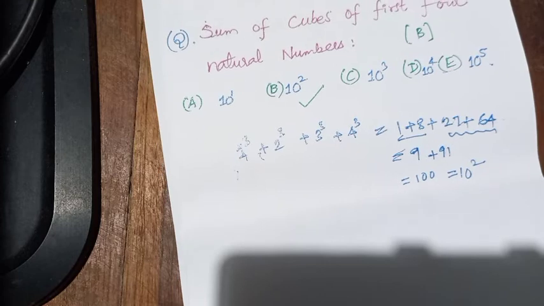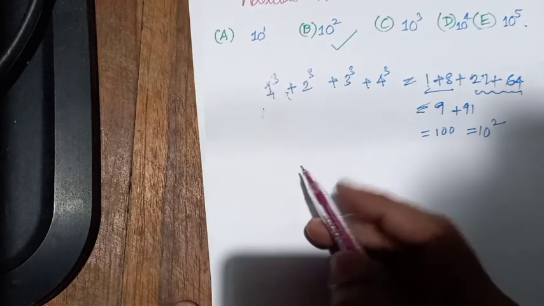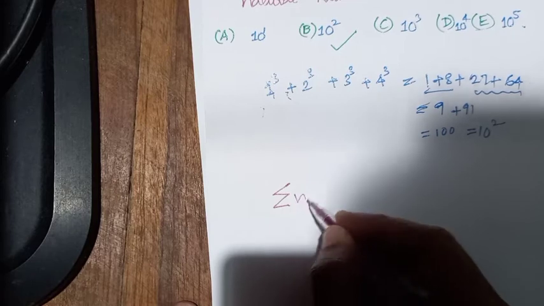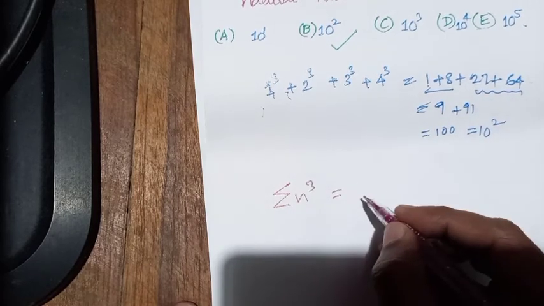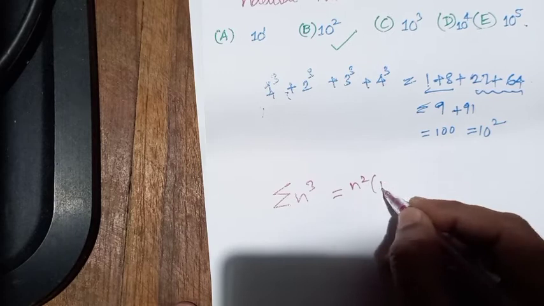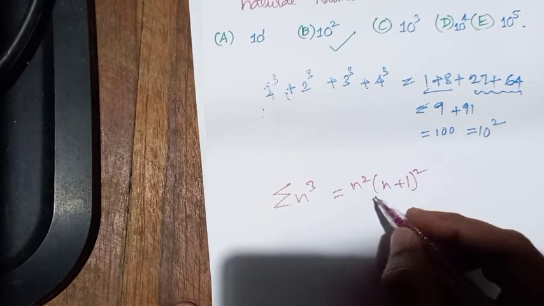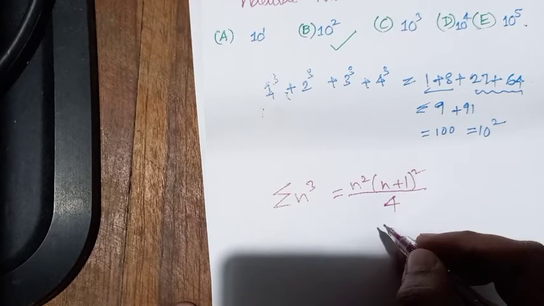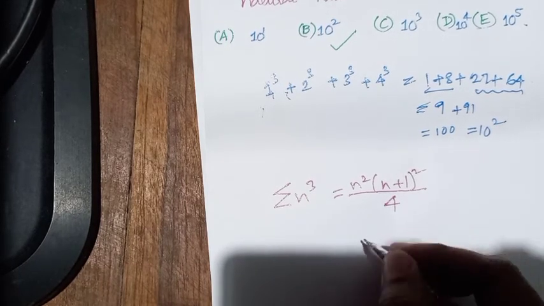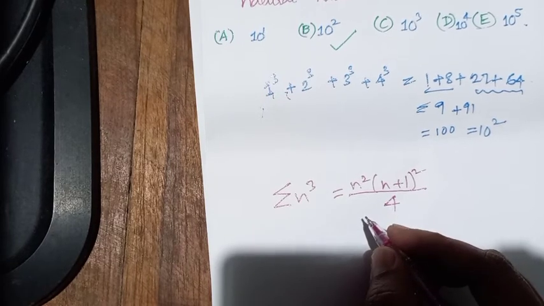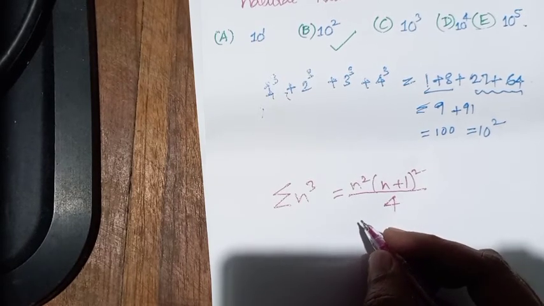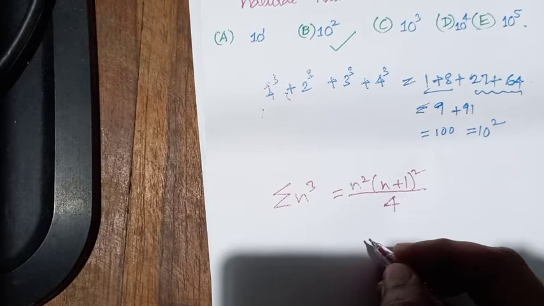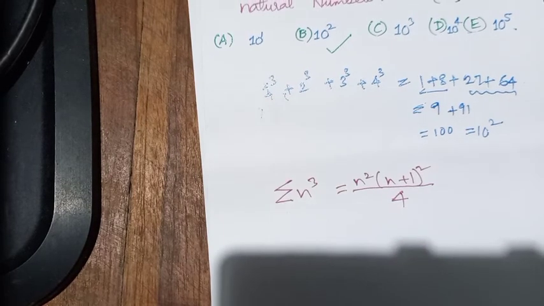The following formula: sigma n cube is given by n square into n plus 1 the whole square by 4. This is by applying the formula. Okay, sigma n cube, it is not sigma n whole cube. The sum of cubes of first n natural numbers is given by this formula. So let us go through the solution now.